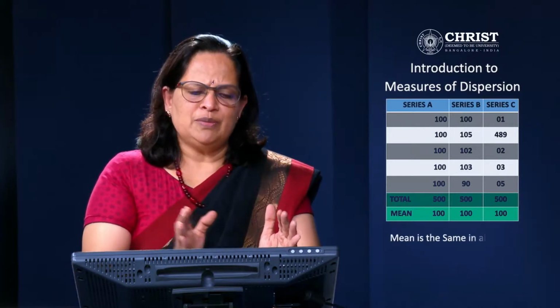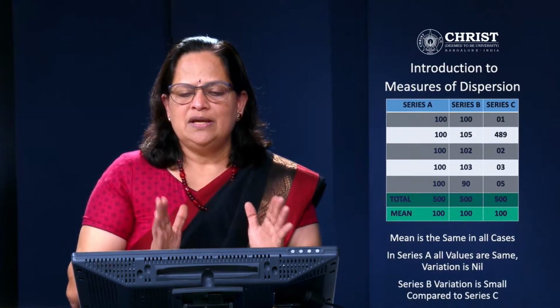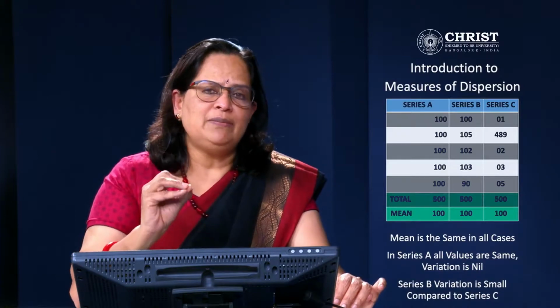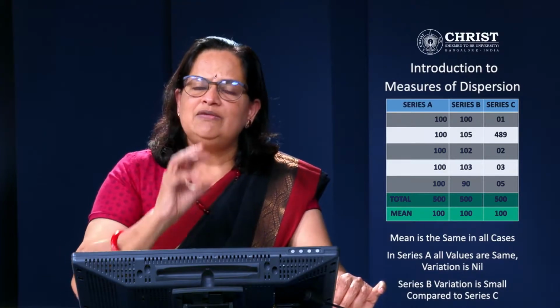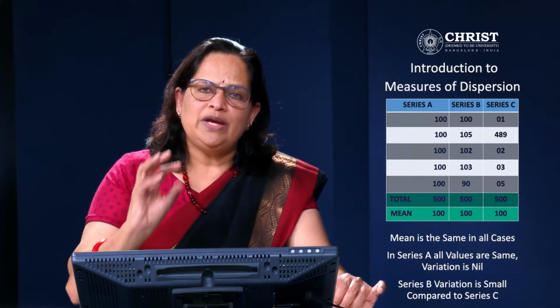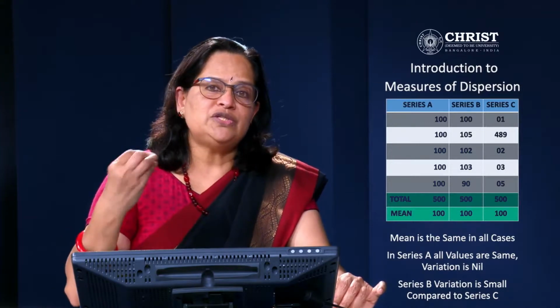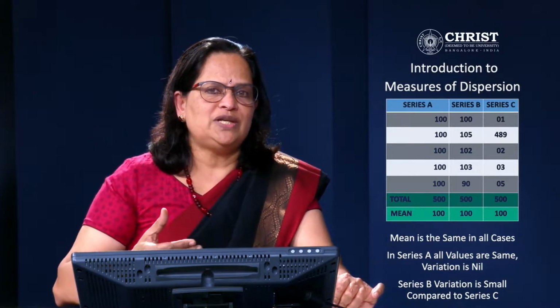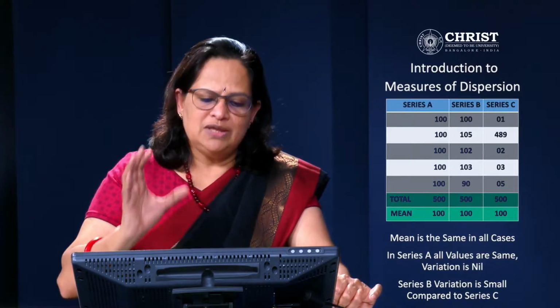So here you have to remember we are comparing three sets of data. The mean is same in all the cases, but whether the formation of the series is same, no, it is not same. So in series A, all the values are same, the variation is 0. There is no variation at all. Whereas for series B, variation is small compared to series C. In series C, there is wide variation in the composition of the data. So this is what we are going to learn with the help of measures of variation.